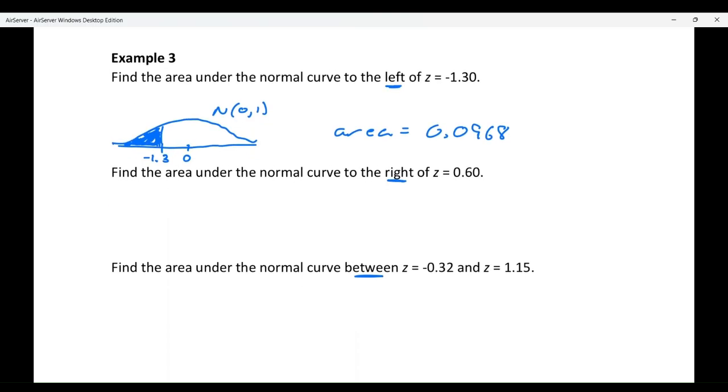Okay, now let's go to the right. So in this case, we are going to the right of 0.6. So again, labeling our graph. Here's 0, here's 0.6. And this time we want to go the other direction. We want to go to the right. Same table, same process, one additional step that we're going to have to do here. So let's go down to the table again.